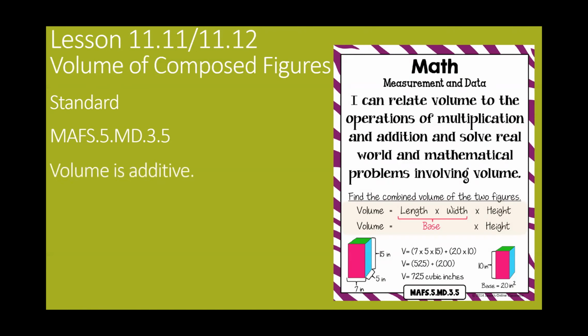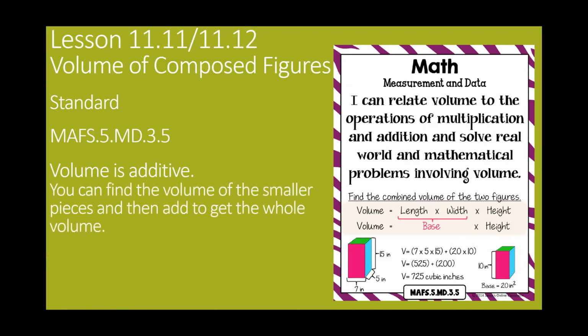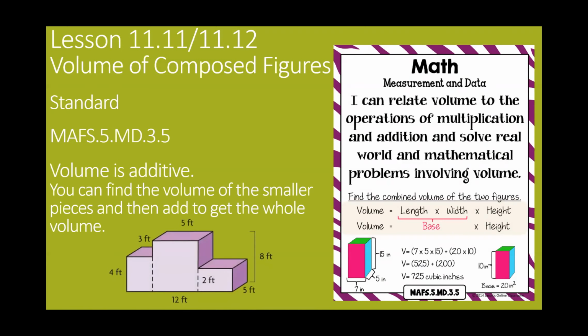So, volume is additive. That's where that addition comes in. Volume is additive. And what that means is you can find the volume of smaller pieces and then add them to get the whole volume. So here is a composed figure, or a composite figure, or it's called a complex figure or an irregular figure. Lots of names for this.